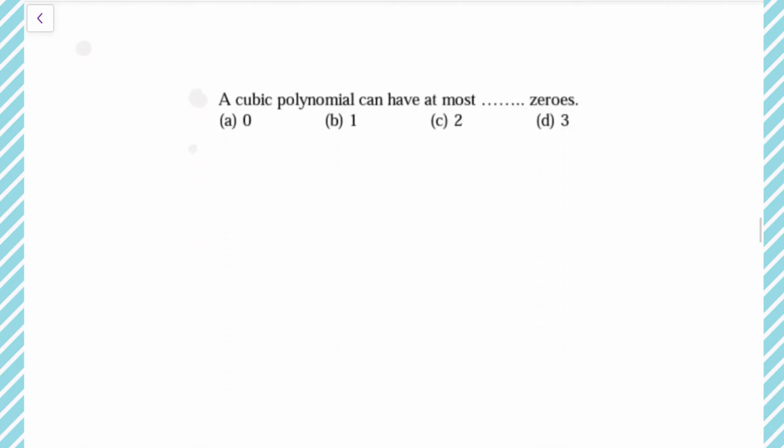Next, a cubic polynomial. Cubic means the degree is 3. So if the degree is 3, the maximum number of possible zeros is 3 only. Option D is the correct option.